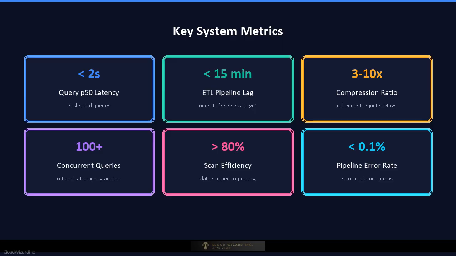Data freshness percentage, the fraction of fact table partitions that are within their SLA freshness window. Storage compression ratio, typically 3 to 10 times for columnar formats, which directly reduces cost. Concurrent query throughput, measured in queries per second with acceptable latency. Query scan efficiency, measured as the fraction of data skipped by partition pruning and predicate pushdown, which should exceed 80% on well-partitioned tables. And pipeline error rate, which must be near zero since a failed load silently corrupts downstream dashboards.